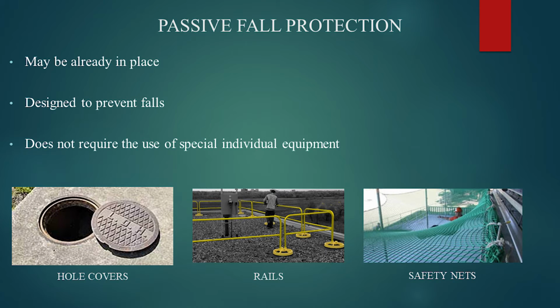There are 2 types of fall protection, passive and active. Passive fall protection is a barrier already in place, or that can be put in place, and does not require the individual to use any type of special equipment such as harnesses or lanyards. Passive protection includes hole or opening covers, rails used to warn individuals that they are close to an edge, and safety nets that will break a fall.